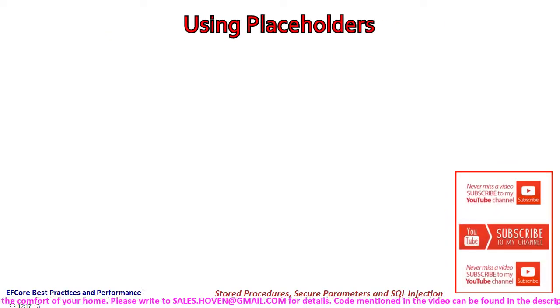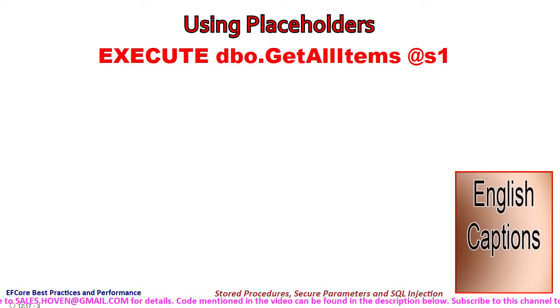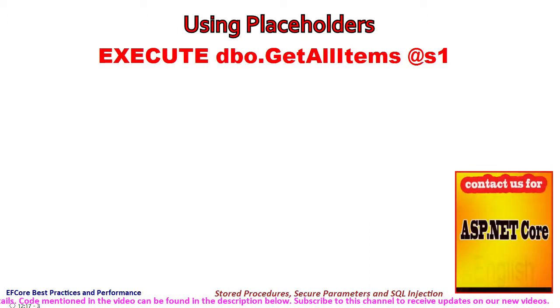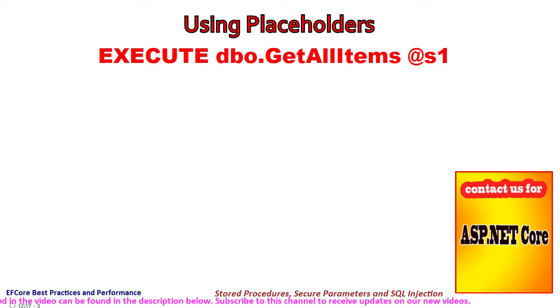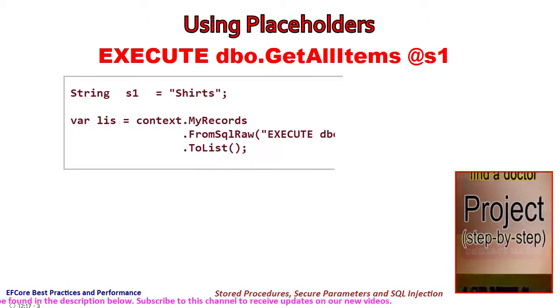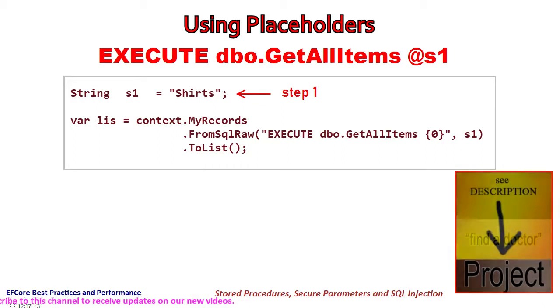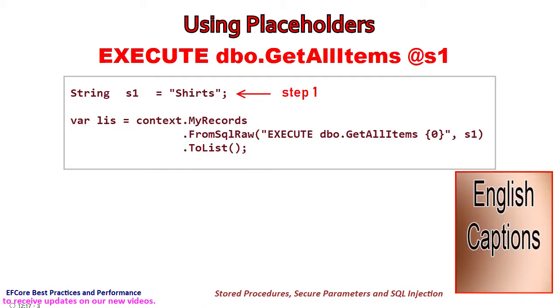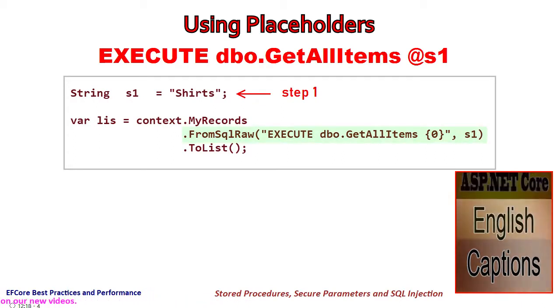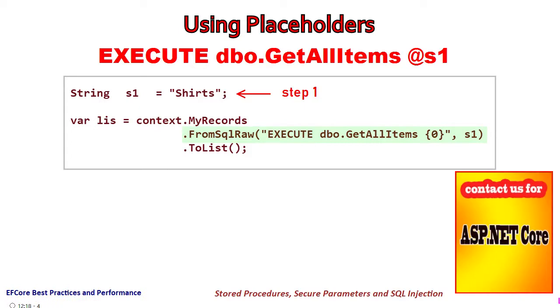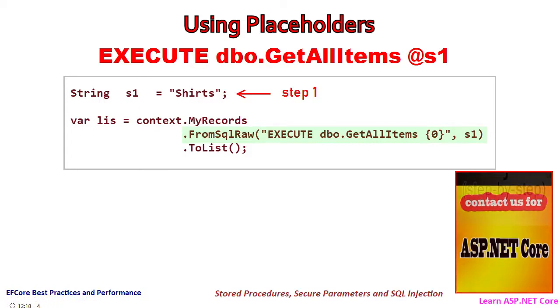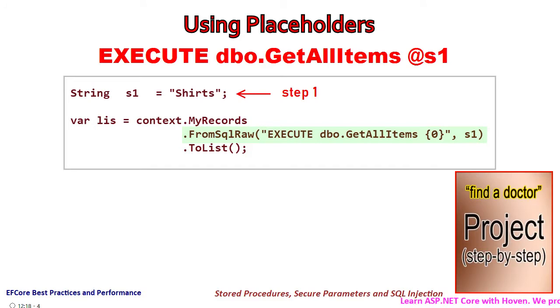First, let us examine the use of placeholders. Again, suppose we have to execute our stored procedure, execute dbo.getAllItems @s1. In this statement, the name of the parameter is s1. The code for calling the stored procedure has been shown here. First, store the parameter value in a string variable s1. This value is passed through the FromSqlRaw function by using the placeholder syntax as you are seeing here. Concatenation is not done, but it is passed in a roundabout manner as you are seeing here.